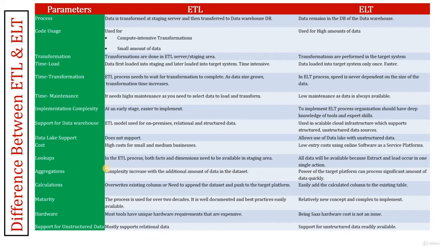So what will happen in ELT? It easily adds the calculated column to the existing tables. In the target tables, you can easily add a new column. Since we do not have a staging area, you can easily create a new column on a target table and populate the new calculated data in that column. Because if you have more and more staging areas, you need to make sure the change takes place at each and every stage of that complete process.